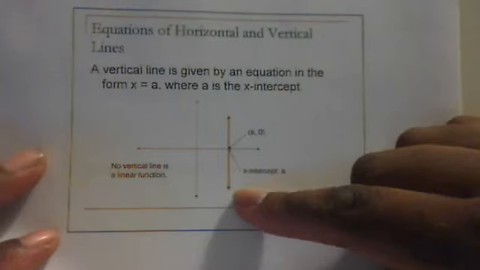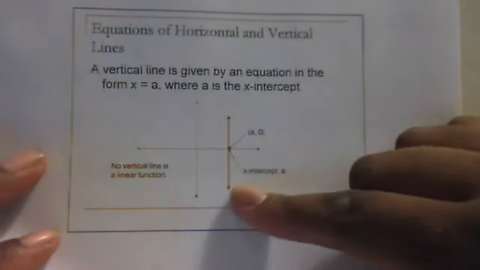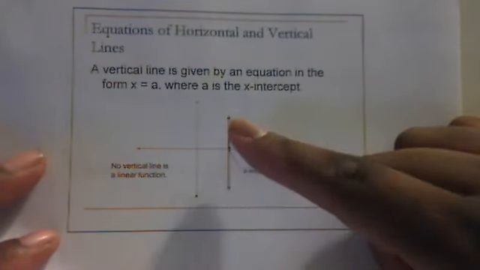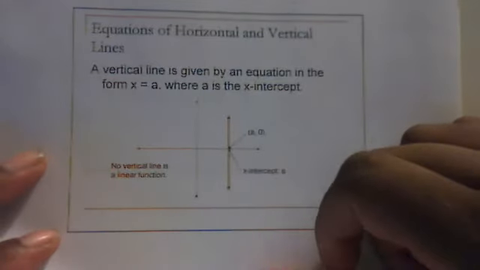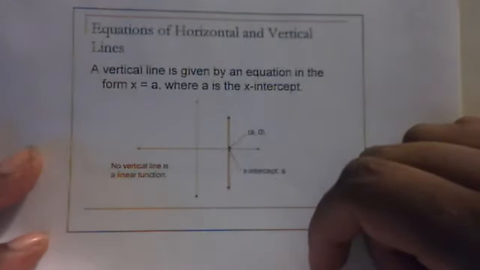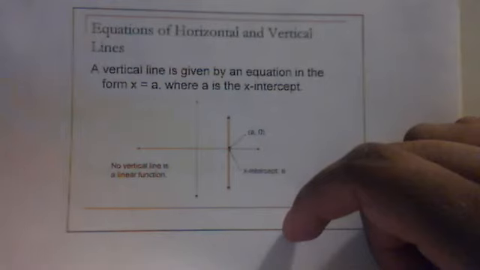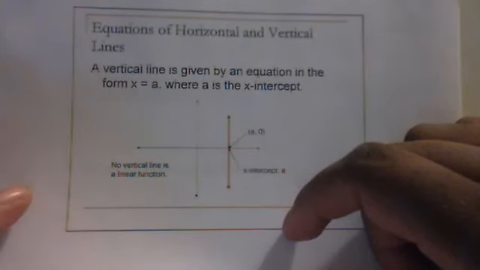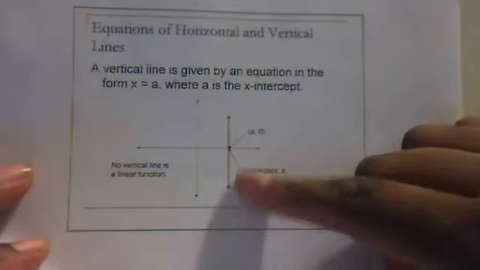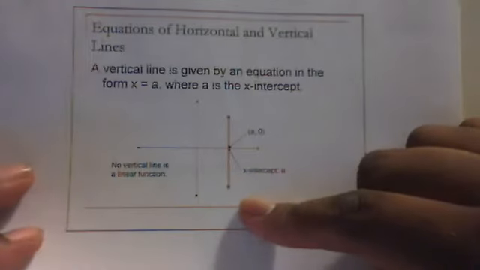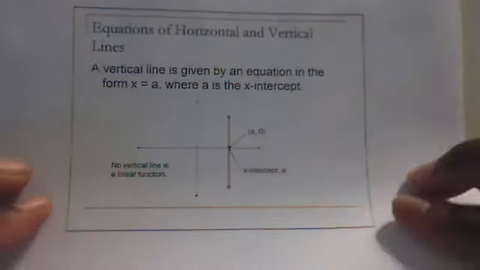And the reason for that is on the vertical line, your x-coordinate is exactly the same. And of course, if you recall, if you have an x-coordinate paired with two different y-coordinates, that means you wouldn't have a function. So here, this would be an example of a vertical line not being a linear function.